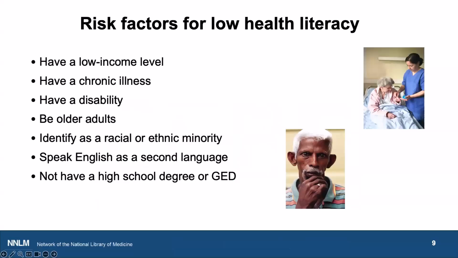So limited health literacy can affect anyone. However, several factors are strongly associated with limited health literacy. For example, socioeconomic status. The epidemiology on health literacy shows that adults living below the poverty level have higher rates of limited health literacy than adults living above the poverty line. There are many socioeconomic variables that are associated with lower health literacy, such as insurance status.